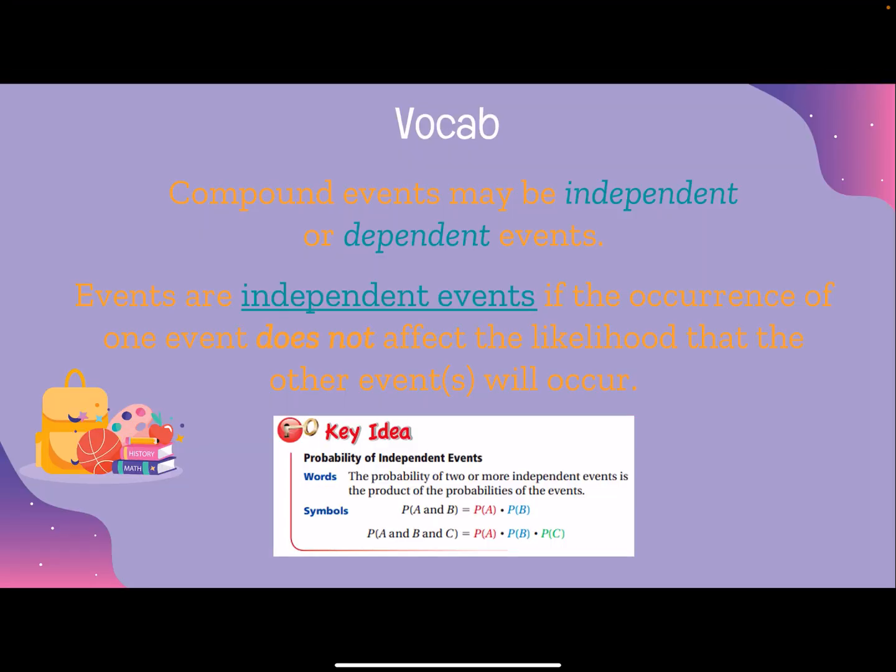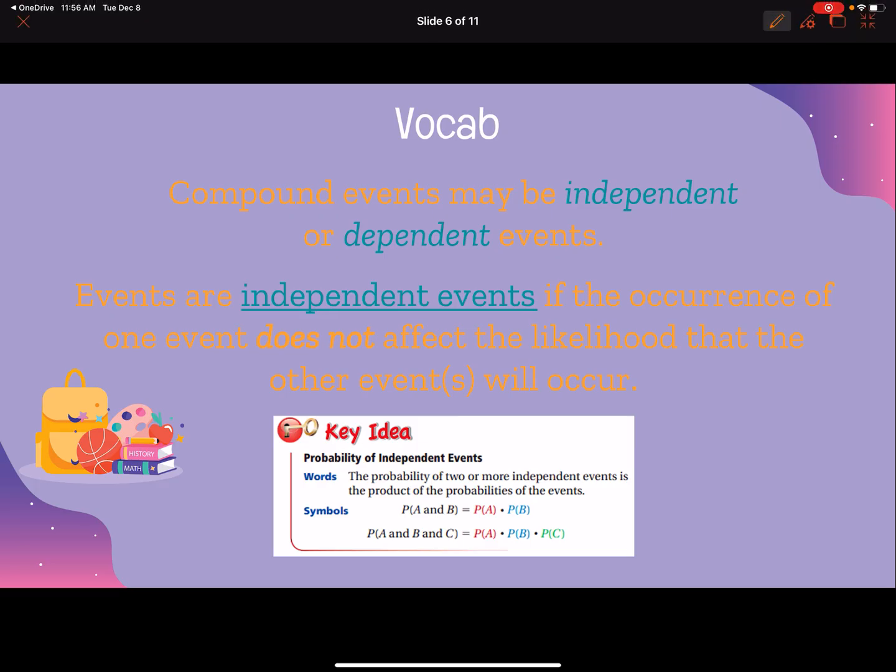Okay, we've got some more vocab here. Compound events may also be labeled as independent or dependent events as well. Events are independent if the occurrence of one event does not affect the likelihood that the other event will occur. The example previously with the number cube and the coin, those had no impact on each other. So those would be independent events.